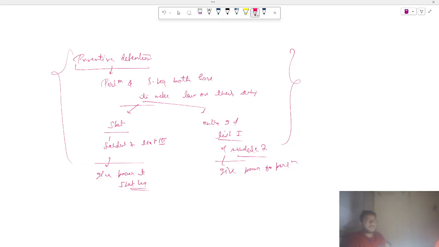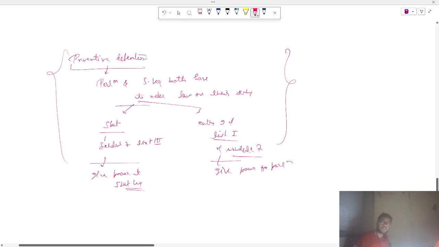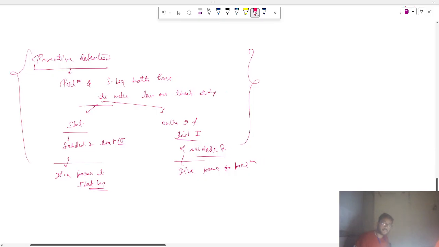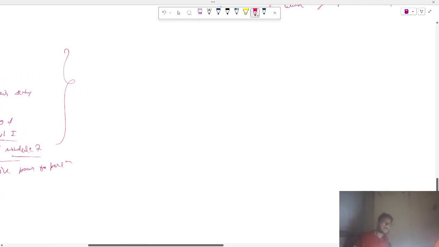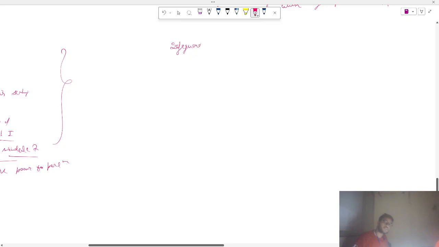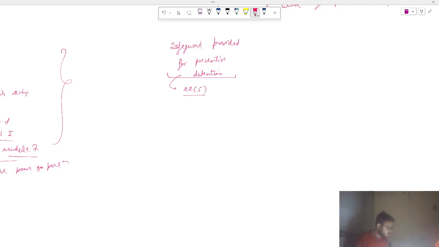Now what are the safeguards which have been provided? Because you have been arrested on the mere possibility, there should be safeguards provided to you. So let's discuss in detail the safeguards provided for preventive detention. Let's read Article 22 clause 5. It says that when any person is detained in pursuance of any order made under any law providing for preventive detention, the authority making the order shall, as soon as may be, communicate to such person the grounds on which the order has been made, and shall afford him the earliest opportunity of making a representation against the order.